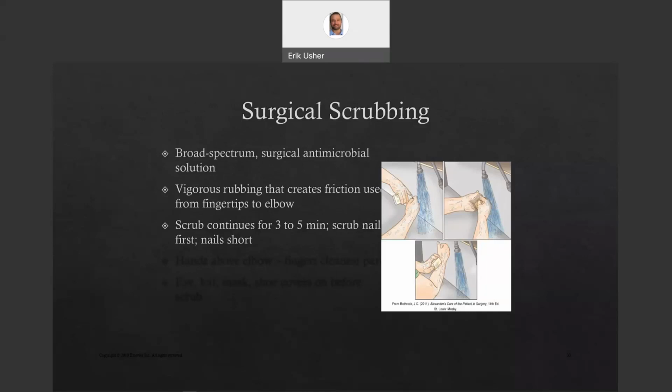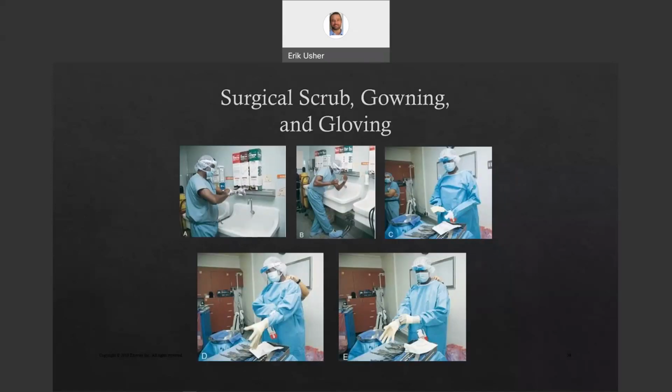For the surgical teams, it's very important that the nails don't puncture through the gloves, which is a risk for the healthcare provider, but it's also a risk for the patient. You scrub as best you can, but you don't even want to set up for that possibility. Hands stay above the elbow, because the fingers are the cleanest part, so they walk with their hands straight up in the air, and the water drips down to the elbow. Eye protection, hat, mask, and shoe coverings are all on before that.